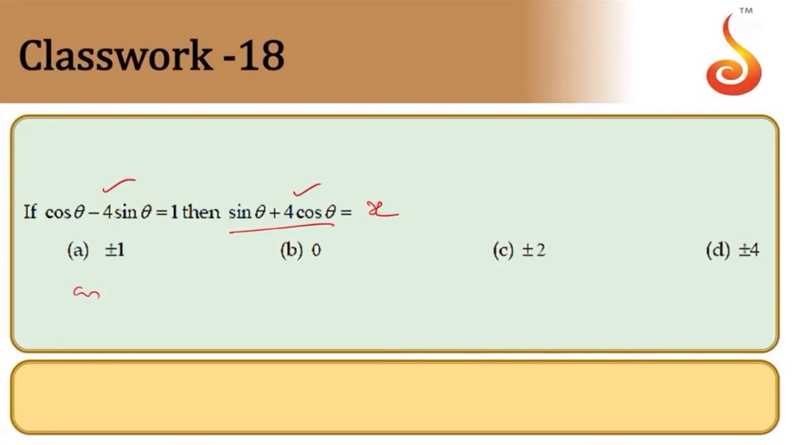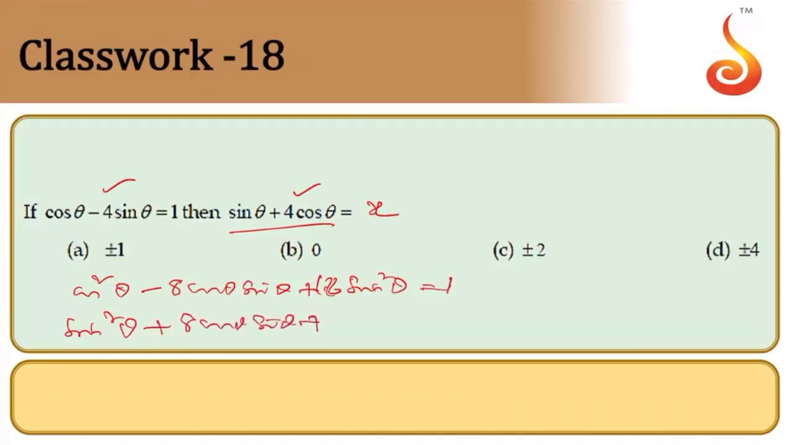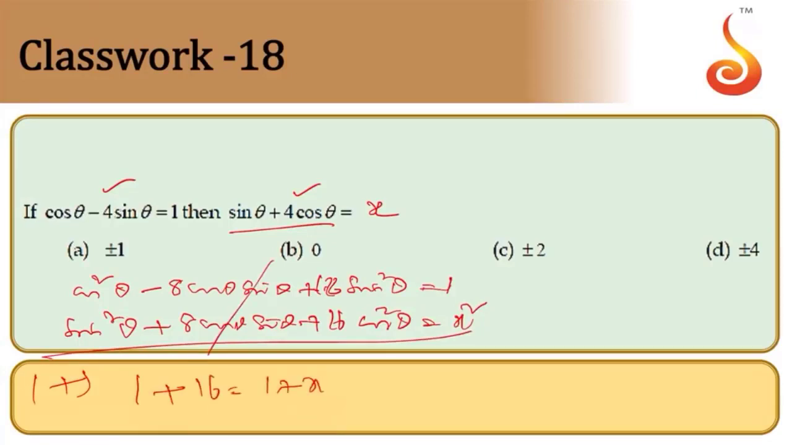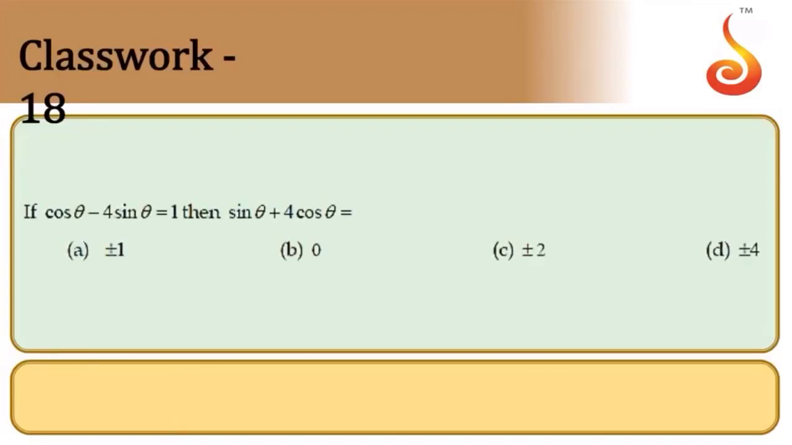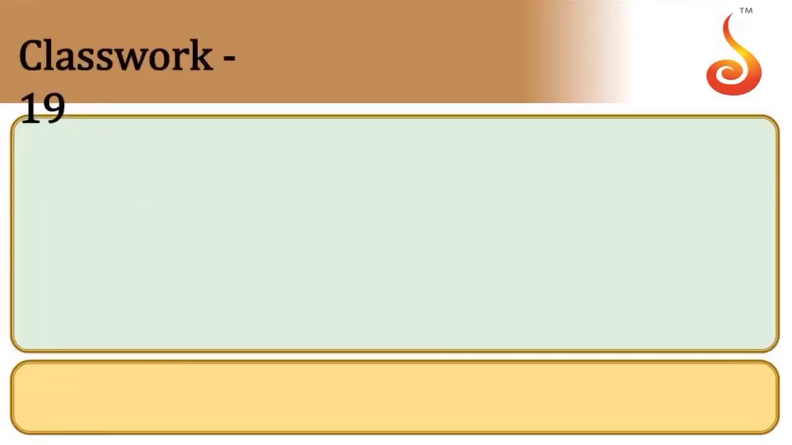So squaring and adding it, cos square theta minus 8 times cos theta sin theta plus 16 sin square theta is equal to 1. And whereas sin square theta plus 8 times cos theta sin theta plus 16 cos square theta happens to be x square. Now by adding these two, so clearly you could see that these two get cancelled. 1 plus 16 is equal to 1 plus x square. So x happens to be plus or minus 4. So plus or minus 4 will be the answer.